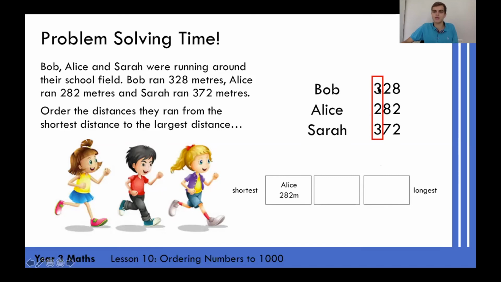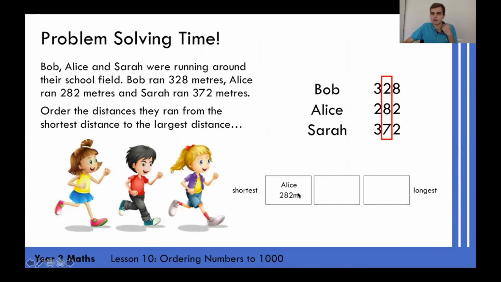This one, Bob ran 300s, Sarah ran 300s. Now I'm going to look at my tens. Okay, so here, Alice, we've already got in, so we're looking at Bob and Sarah. Bob has run 2 tens. Sarah's ran 7 tens. Okay, so who would be next?